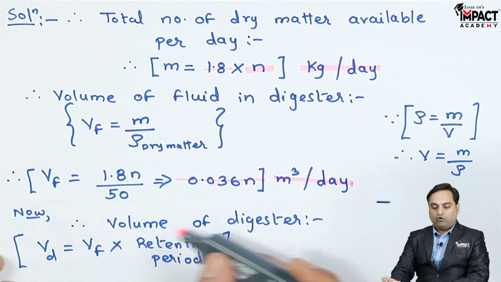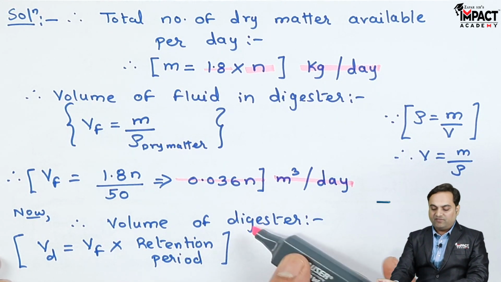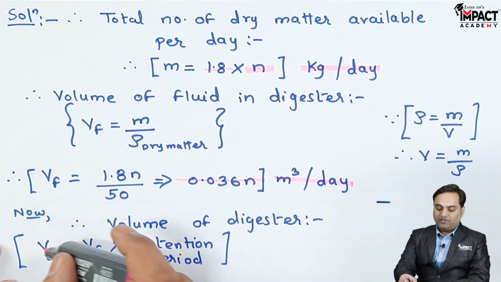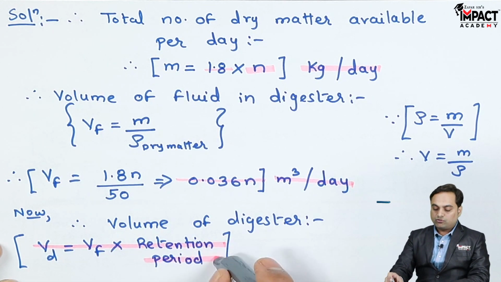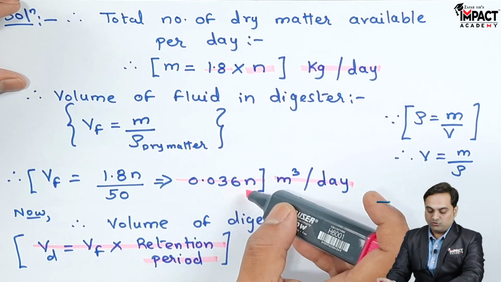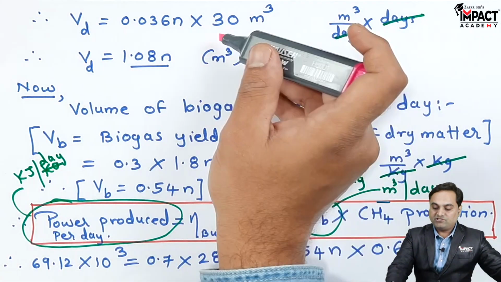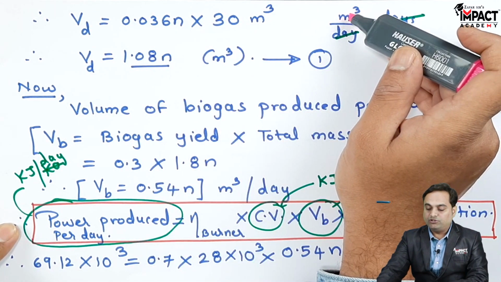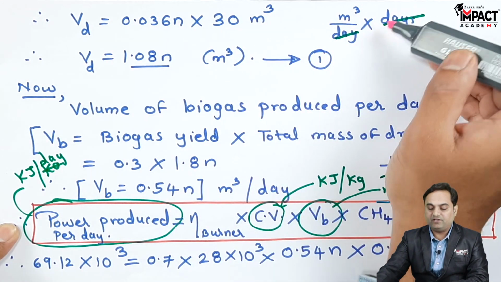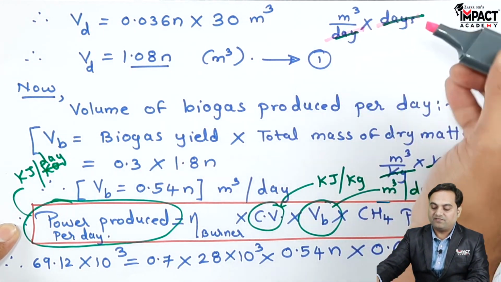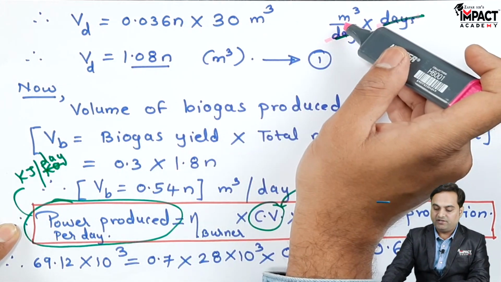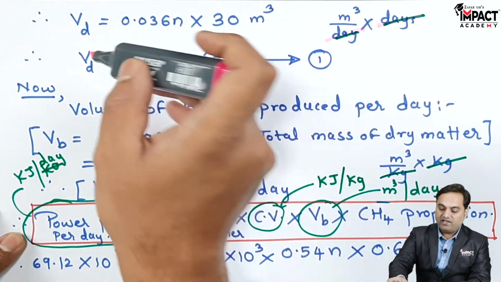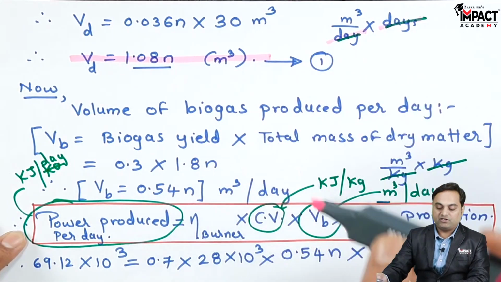Next, therefore the volume of the digester which is asked in the question is given by Vf, the volume of the fluid which we are feeding per day, into the retention period, for how many days we are continuously feeding this. So Vf is known to us, multiplied by the retention period which is 30 days. Vf has a unit of meter cube per day, into retention period in days, so days and days will get cancelled out. What we are left with is the volume of digester in meter cube, and it comes out to be 1.08 into n, where n is the number of animals. So that becomes my equation number 1.